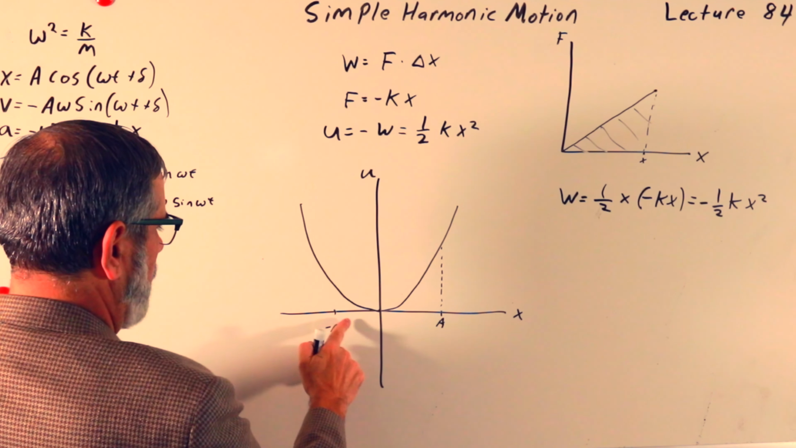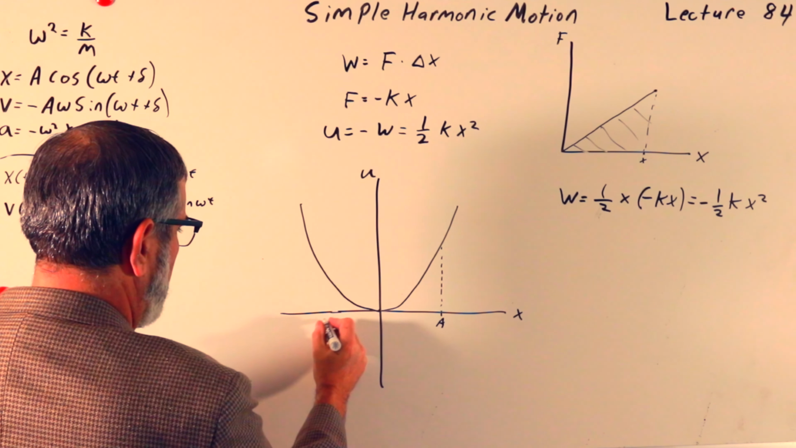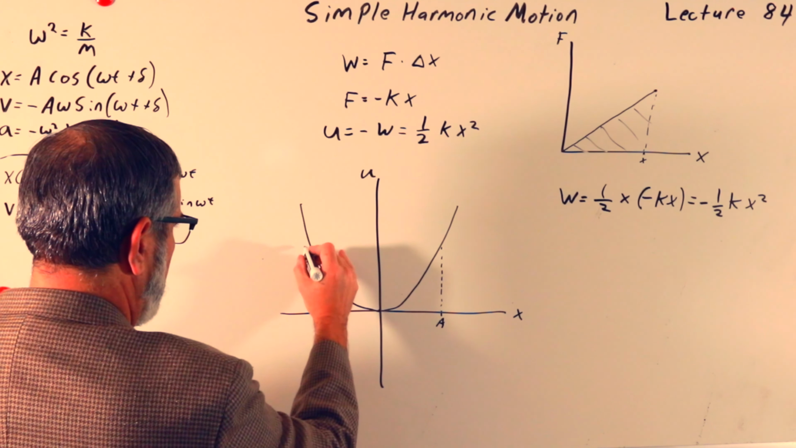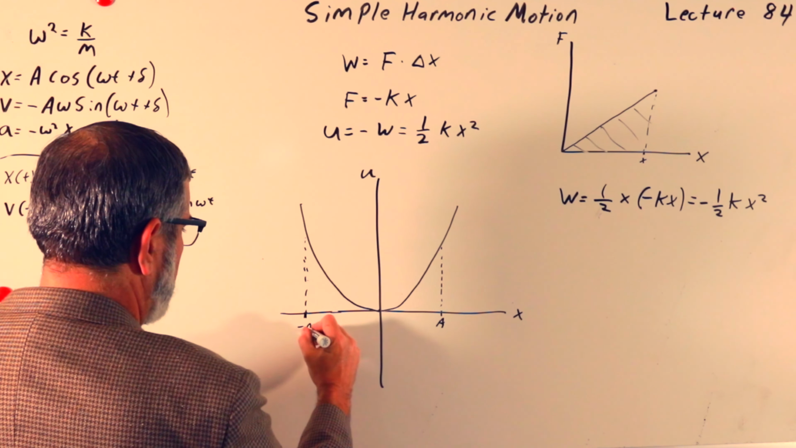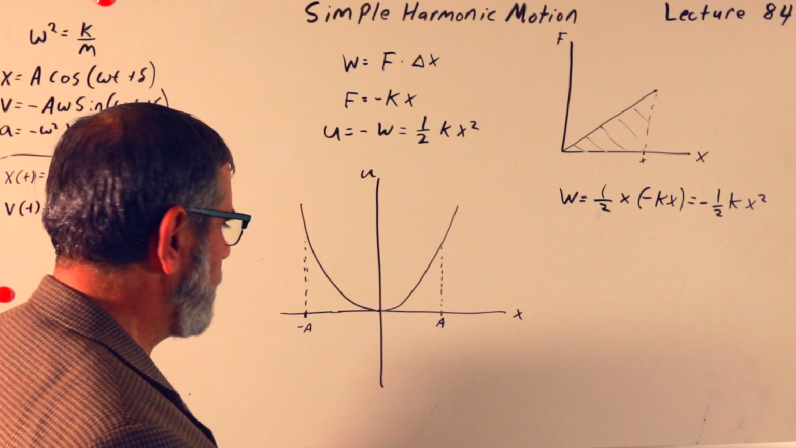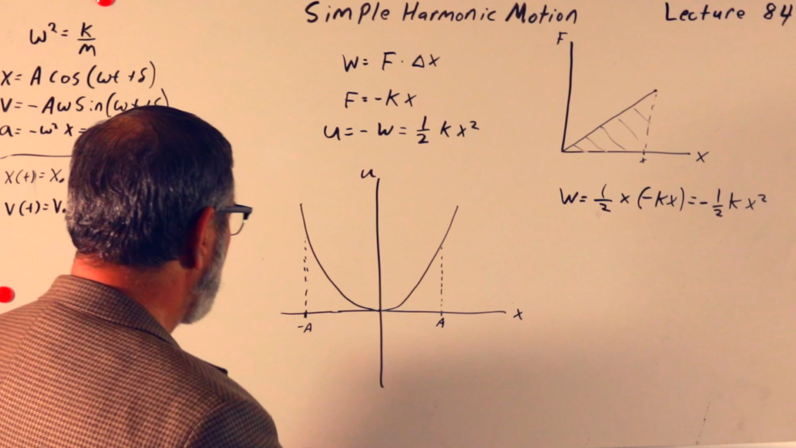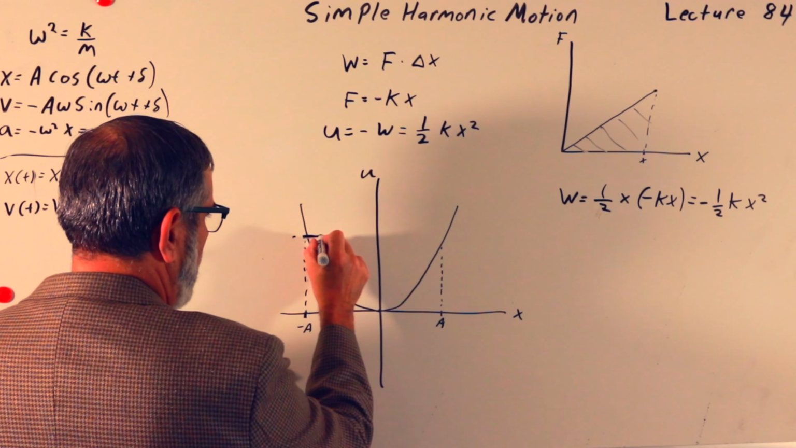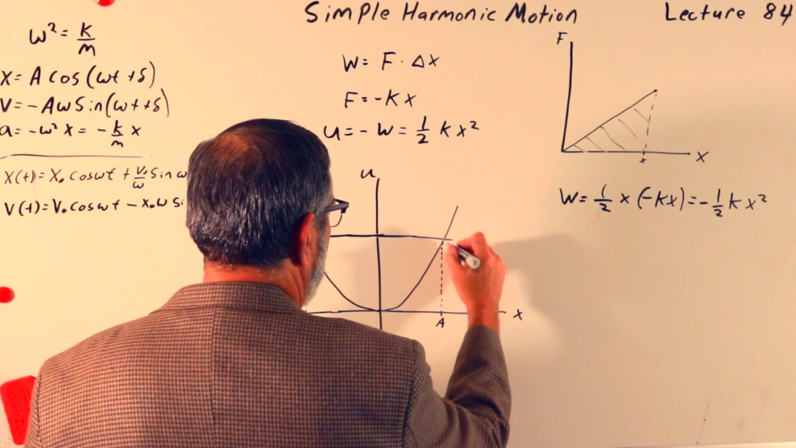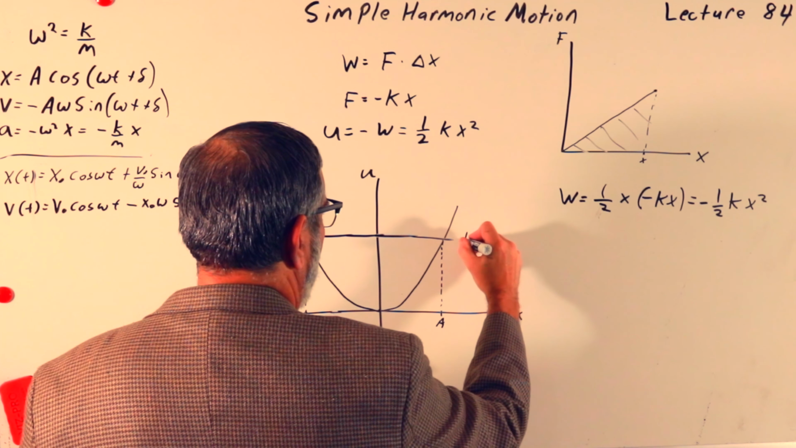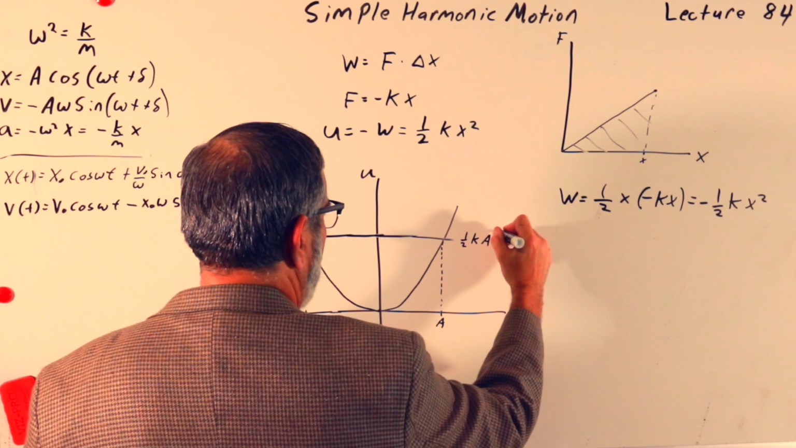It's not the most symmetrical graph, is it? Let me see if I can make it a little better. All this minus A. These are equidistant, even though they don't look like it. That's just my bad drawing skills. The total energy will be this value here, and that will be equal to 1/2 k A squared.